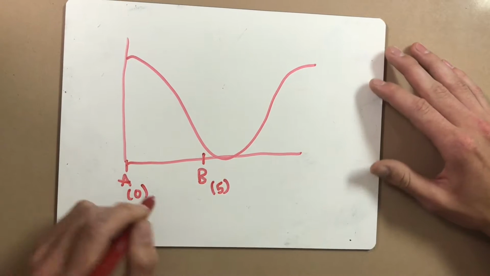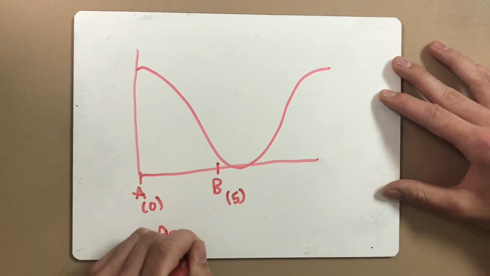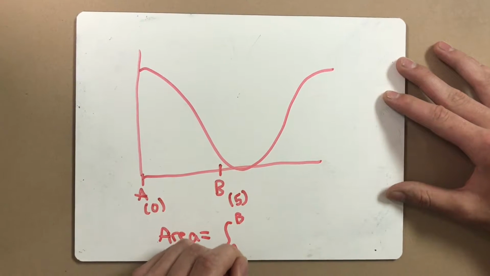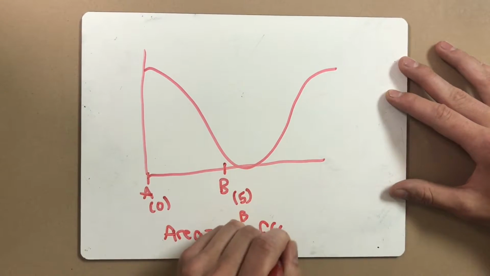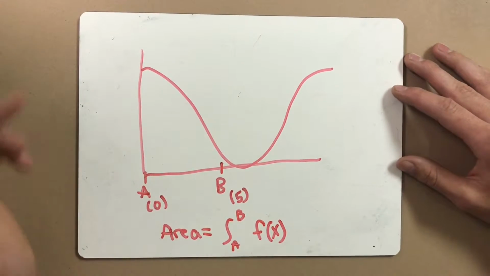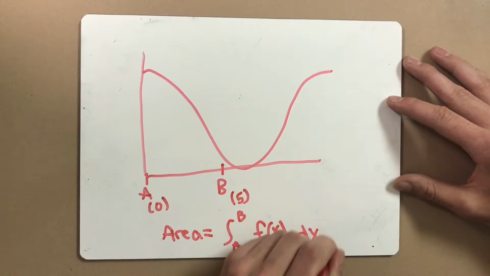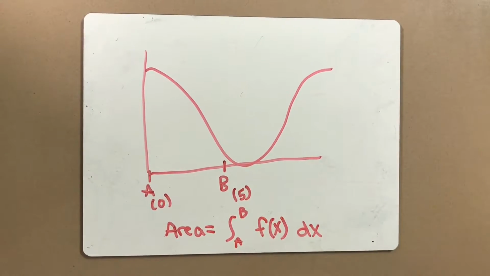So the general equation for an integral is area equals the integral from a to b of your function f of x, or in our case our cosine equation, and then followed up by dx. And the dx is very important because that's like the closing bracket of that integral.